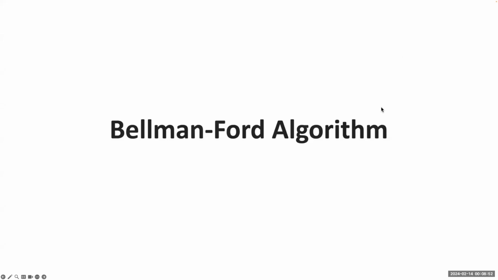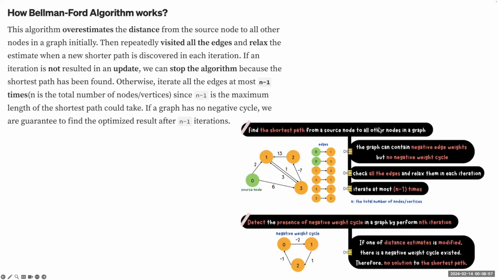So let's introduce the Bellman-Ford algorithm. So how does it work? Initially, it would overestimate the distance from the source node to all other nodes, but it will repeatedly visit all of the edges and relax the estimate as a new shorter path is discovered in each iteration. And when an iteration does not update anything, we can stop. So this algorithm would iterate at most n minus 1 times.